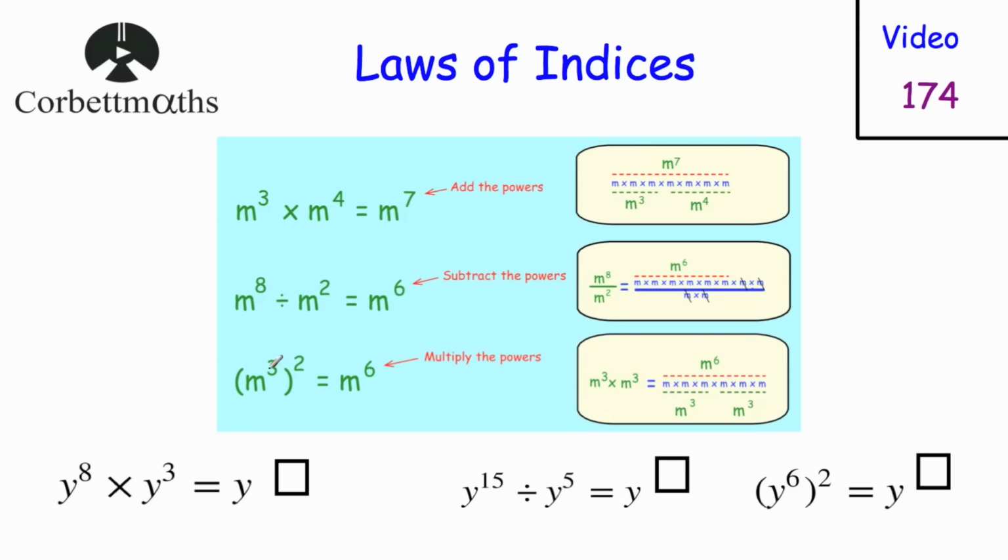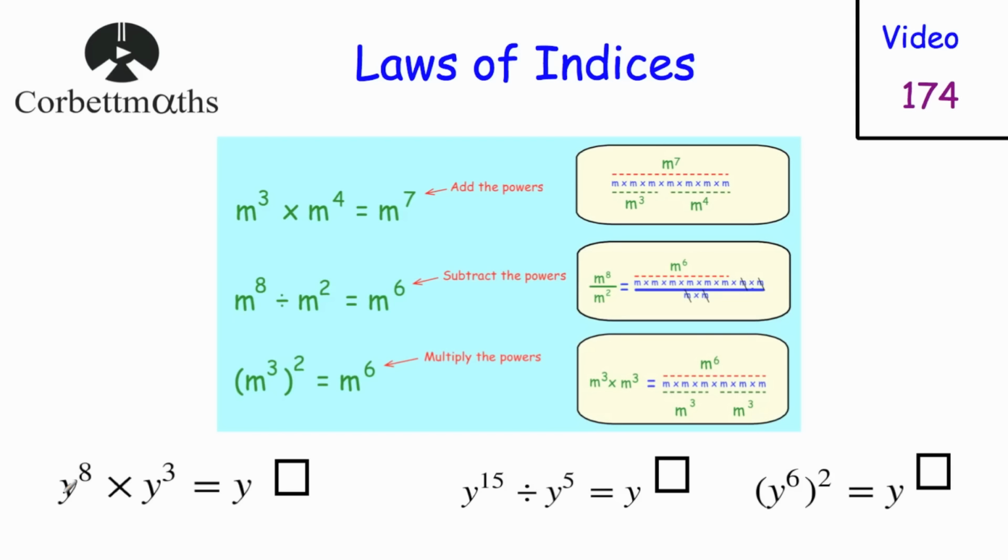And then finally, if we had a power to a power, so we've got a power and then a bracket and then a power outside, we'd multiply the powers together. So if we had m cubed squared, we then have m to the power of 6 by multiplying the powers together. Okay, and this is the Corbettmaths revision card on laws of indices, so this might be quite useful if you've got the revision cards as well.